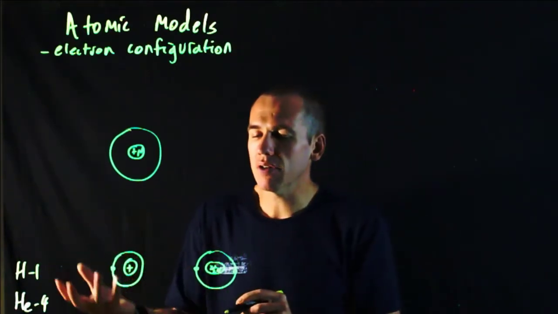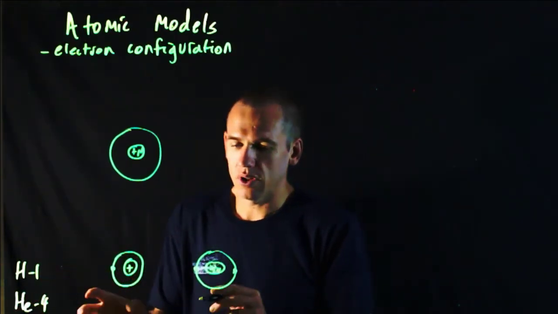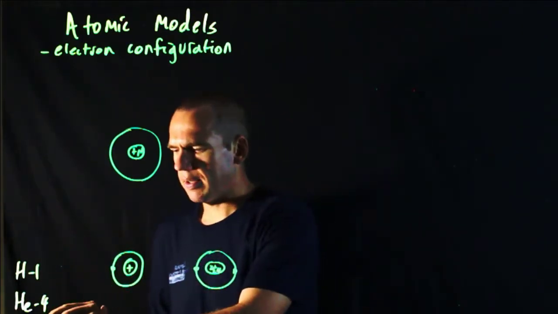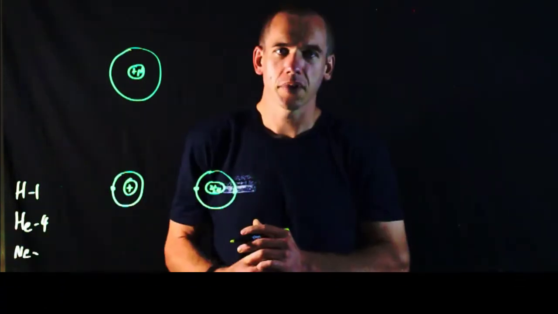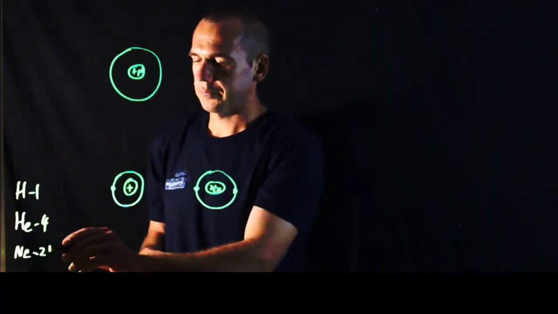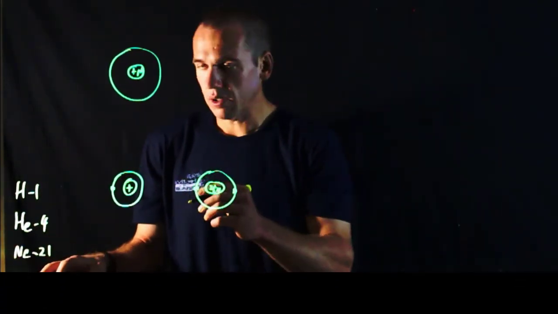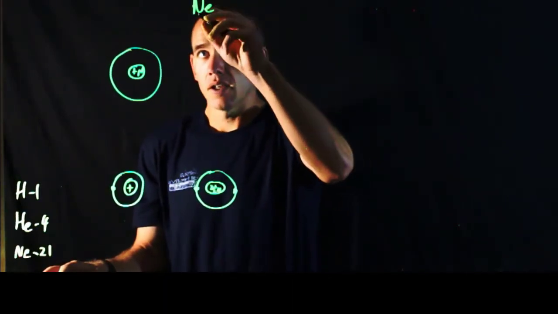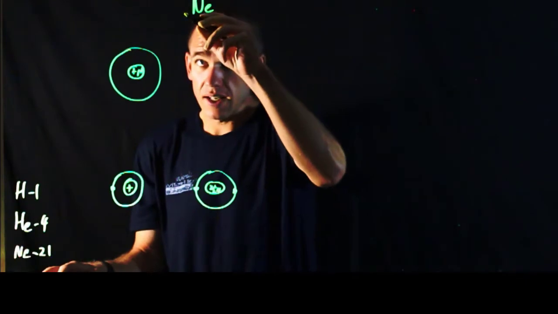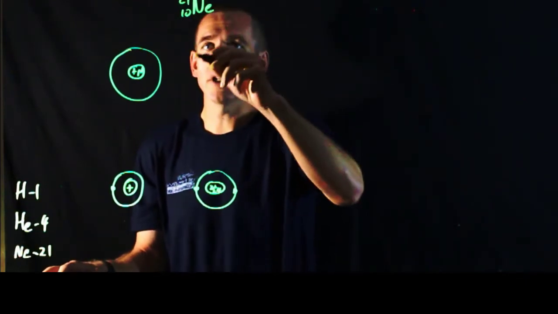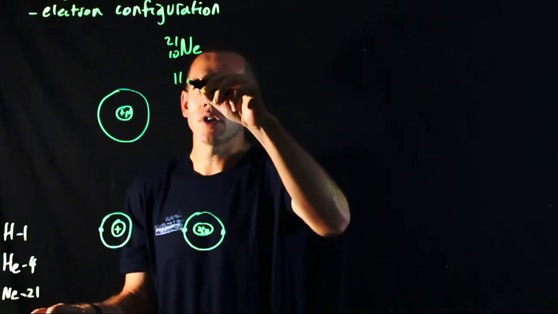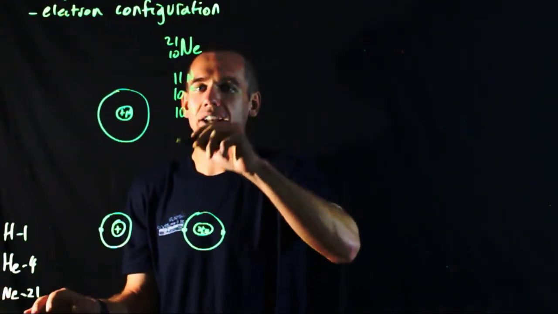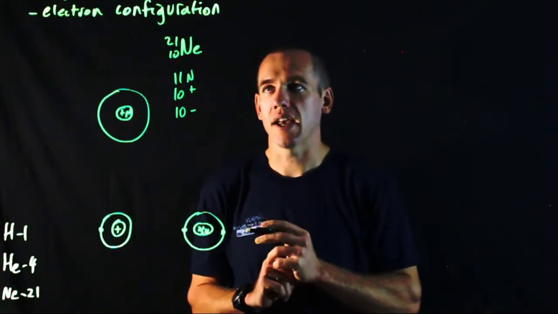If we have something bigger than that, then we're just going to go, okay, well, our next energy level. Say we had neon. Let's say we had neon-21. Well, then we'd look at our periodic table and we would know neon has an atomic number of 10, and if it's neon-21, that means we have 11 neutrons and we have 10 protons, and we're also going to need 10 electrons because the protons and electrons have to balance.